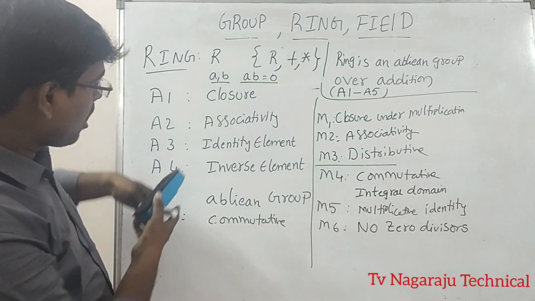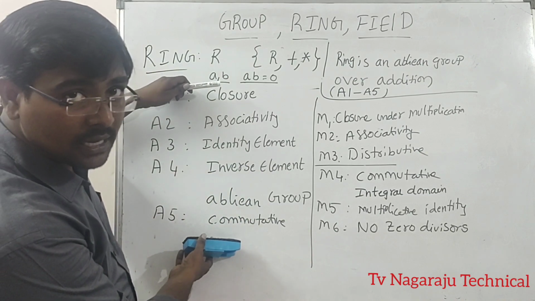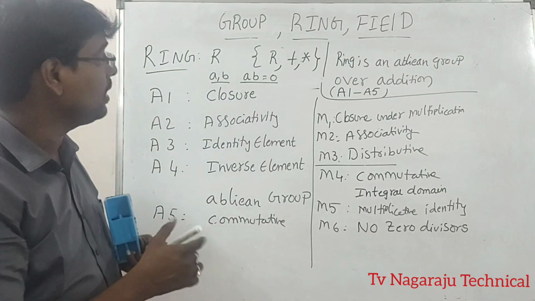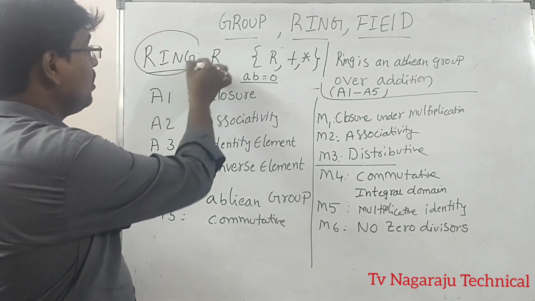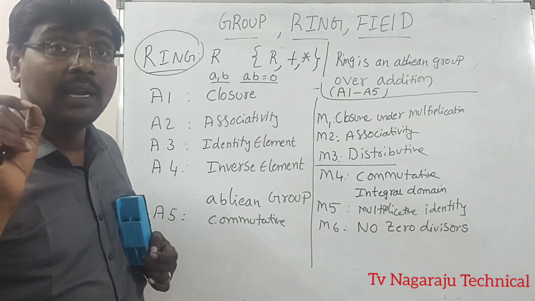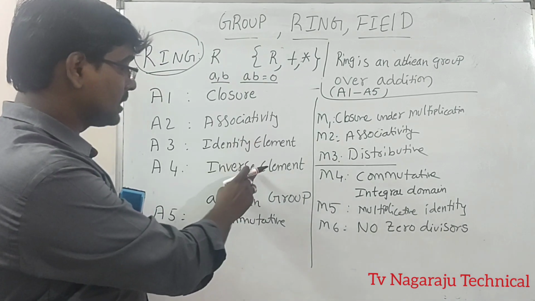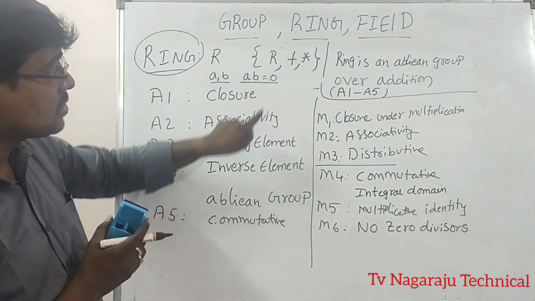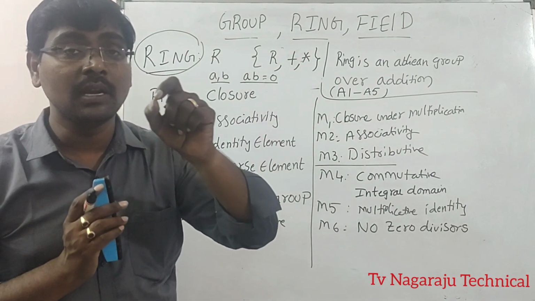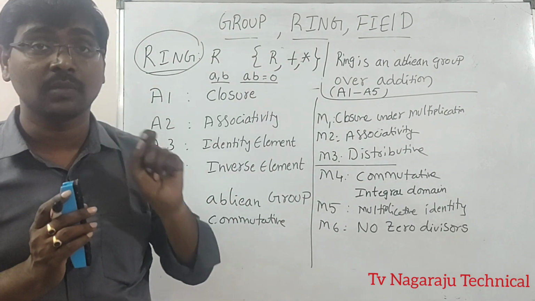Now observe, almost all the properties are satisfied except this one. Remember, a ring need not have a multiplicative inverse. The inverse is only for addition. Ring doesn't need any multiplicative inverse.